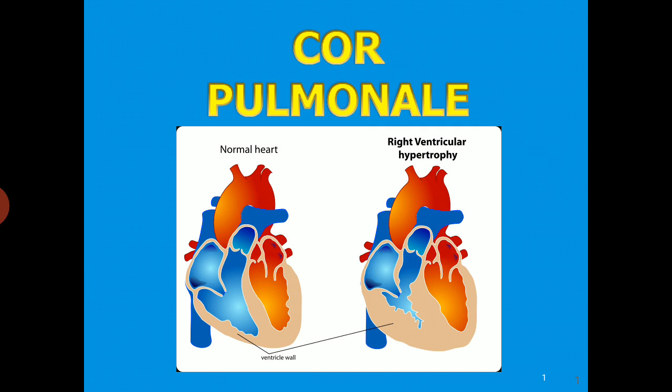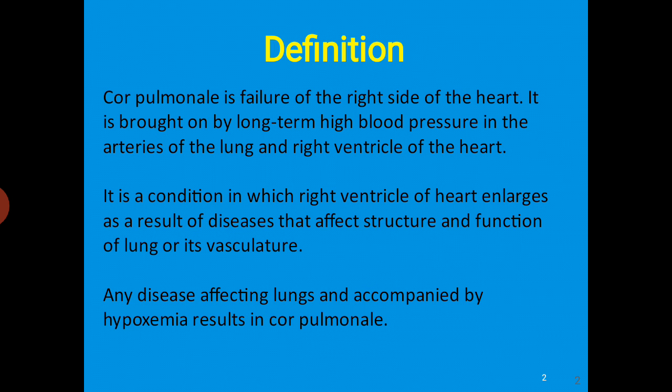It occurs because of long-term high blood pressure in the arteries of the lungs as well as the right ventricle. So these conditions may cause right ventricular hypertrophy that may lead to right ventricular failure. So this condition is known as cor pulmonale. So cor pulmonale is the failure of the right side of the heart. Okay, then it is brought on by the long-term high blood pressure in the arteries of the lung and the right ventricle of the heart, as I have already told you.